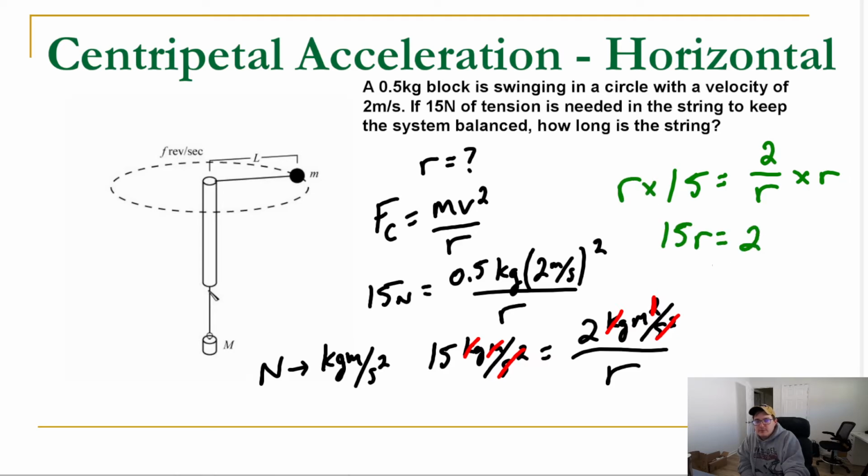15r equals 2. Divide both sides by 15. This is what I did earlier. As far as my mistake, I did 15 divided by 2. Anyways, 2 divided by 15, we get 0.13 meters, which is about 13 centimeters, and it sounds about right.